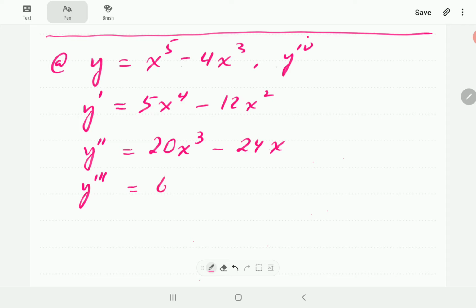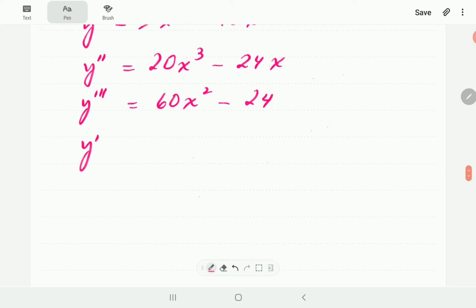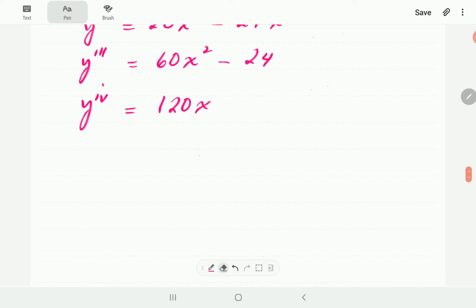20 times 3 is going to be 60 this time. The new power is 2. The derivative of 24x is just going to be 24. And then the required derivative, which is the fourth order derivative, 2 times 60 is going to be 120x. So the fourth order derivative of the given function is going to be 120x. Okay, so let's go to example number B.